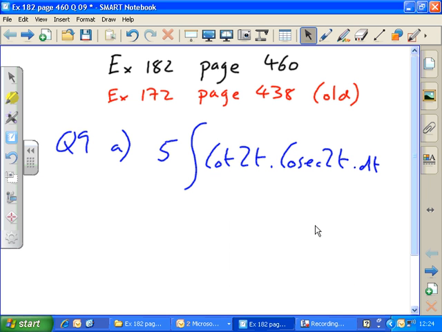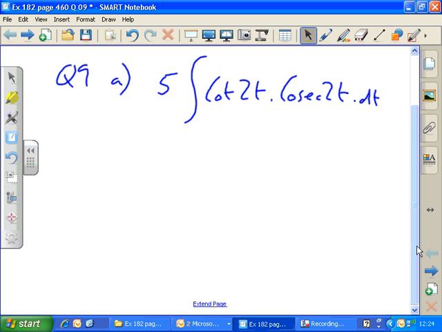Okay, exercise 182, page 460, question number 9, part A and B. These are both to do with two other standard integrals, so you need to hand the table of standard integrals on page 458, which no one really remembers, and so I look at it just as much as anyone else does, and we can see in part A, cot 2t cosec 2t is very like number 6. Cosec ax cot ax is just minus 1 over a cosec ax plus c. So that's the one we're going to use here.